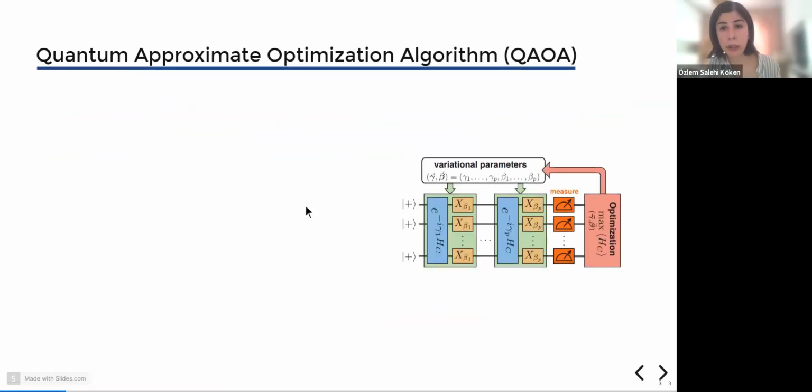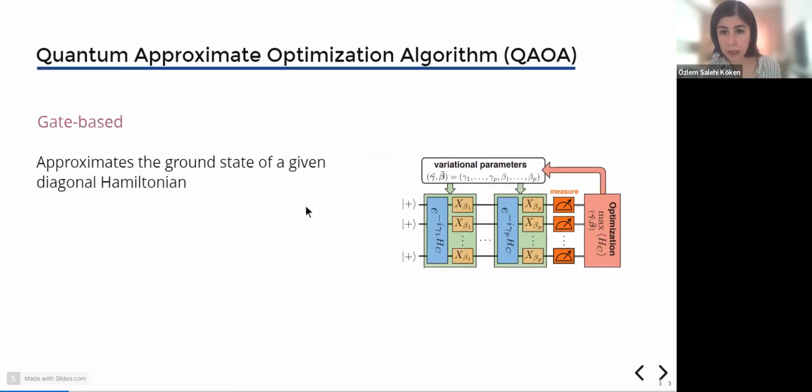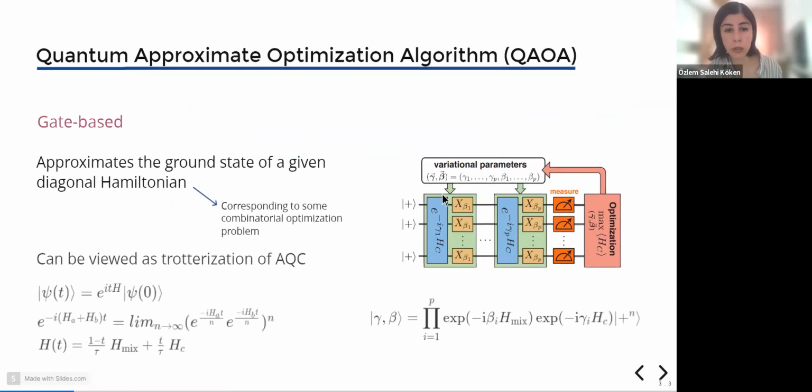Now, if we go back to QAOA, first of all, this is gate-based. Here you see on the right-hand side a circuit representation for QAOA. And this algorithm approximates the ground state of some given diagonal Hamiltonian corresponding to some combinatorial optimization problem. Then what is the relation to adiabatic quantum computing? This can be viewed as a Trotterization of AQC. Remember, we had H mix and Hc in adiabatic quantum computing. And here we have alternating layers of H mix and Hc.